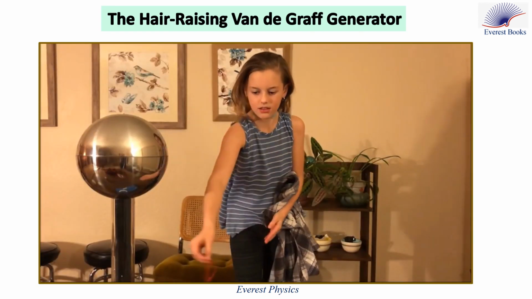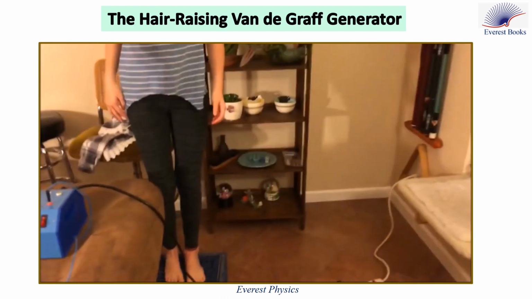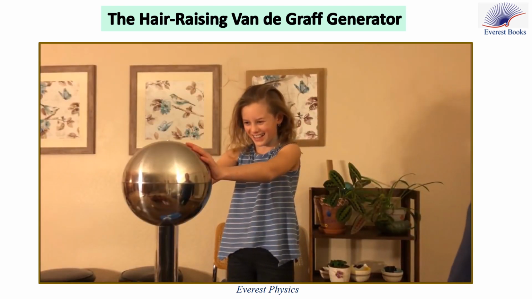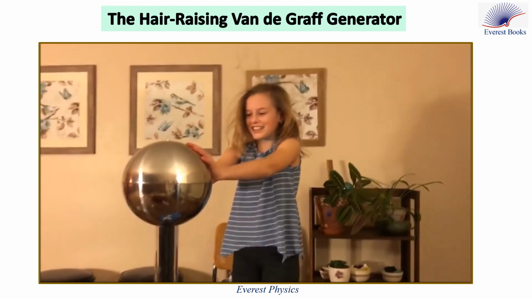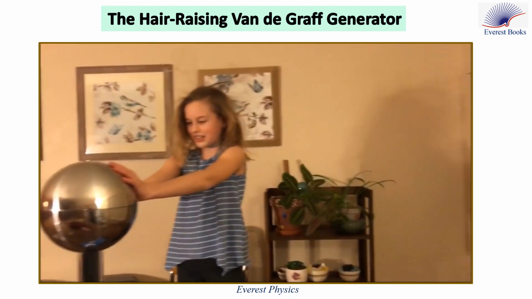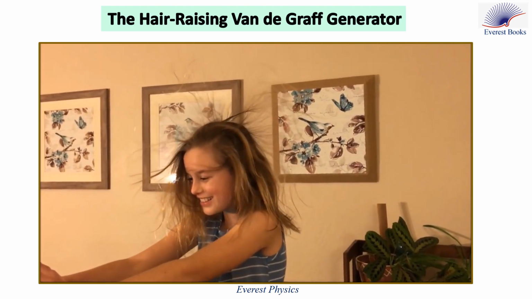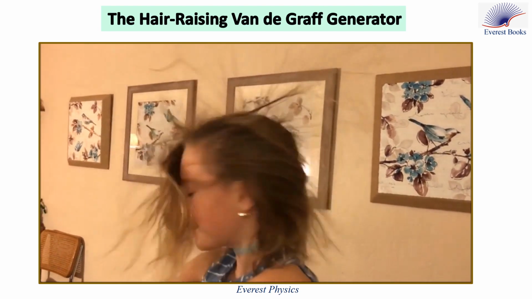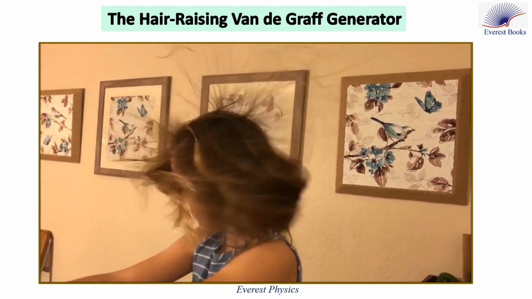In this activity, the girl stands on a plastic stand to prevent electric discharge with the ground. The girl touches the metal ball on top of the Van de Graaff generator. The girl's body is charged positively by contact. Because like charges repel each other, this positive charge spreads through her hair strands. As a result, the individual hairs experience repulsion, causing them to stand on end to maximize the distance between them.